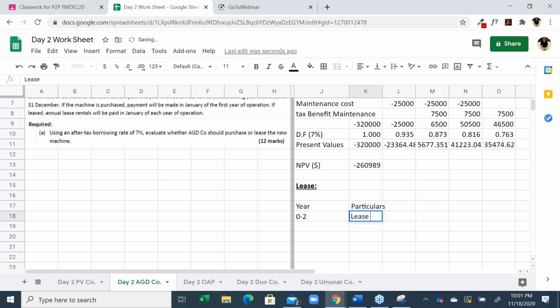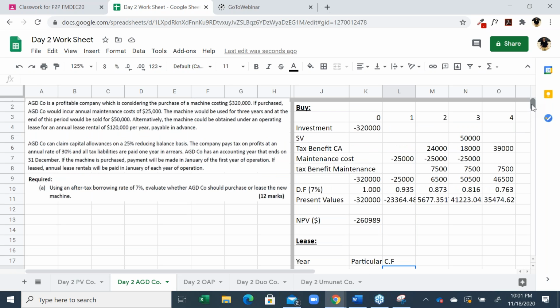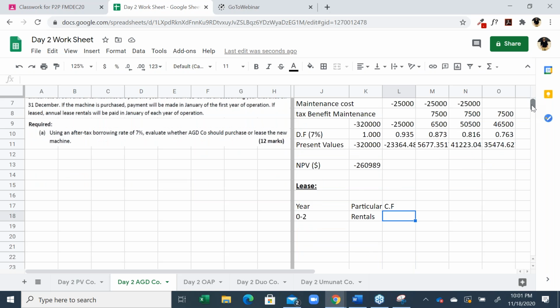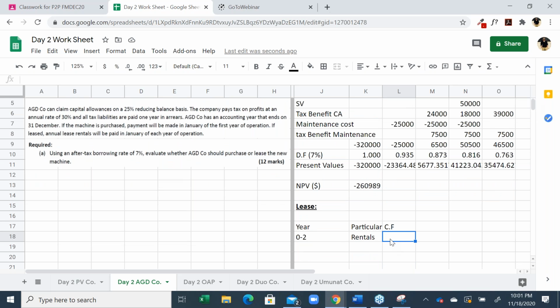So we are talking about rentals. And what's the amount of rental? That's our cash flow. 120,000 every year, right? And which factor should I use? Should it be discount factor or annuity factor? Yes, it should be annuity factor.